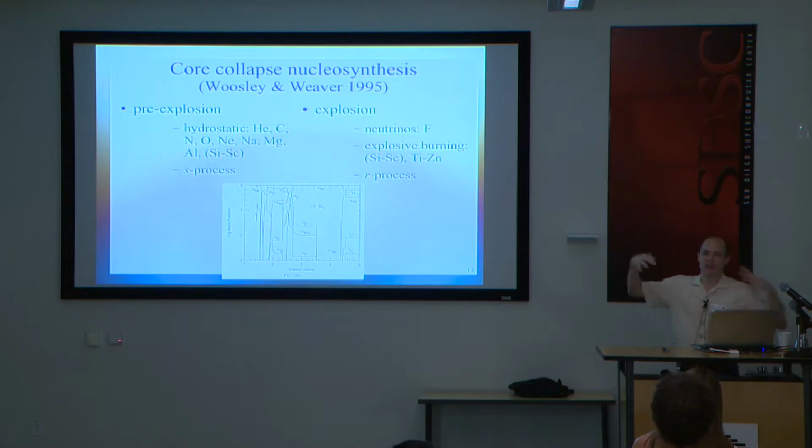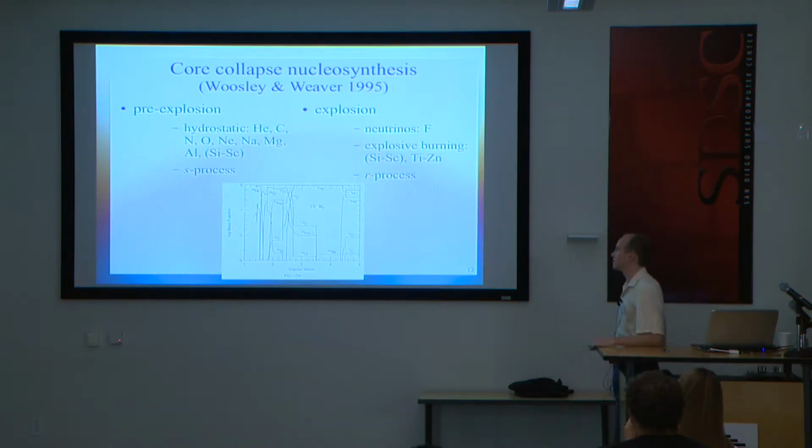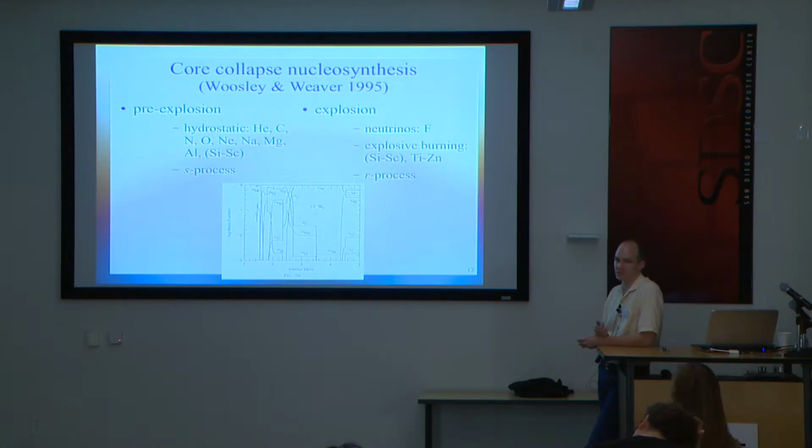So how much of this stuff actually gets out of the star, and how much of this stuff collapses back onto a remnant and never gets out of the star. So here's the pre-explosion nucleosynthesis. Remember, we have those hydrostatically burned elements. We even have some S process that's burned pre-explosion. So we can get to the neutron capture elements even before the star ever blows up.